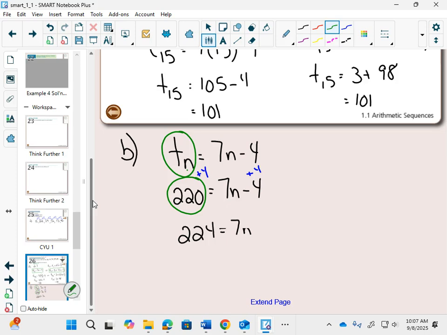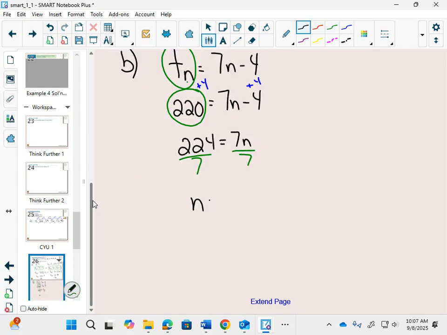Now you divide both sides by 7. Again, no problem if you do this. But if you just wrote n equals, and it's going to be, I said 32.